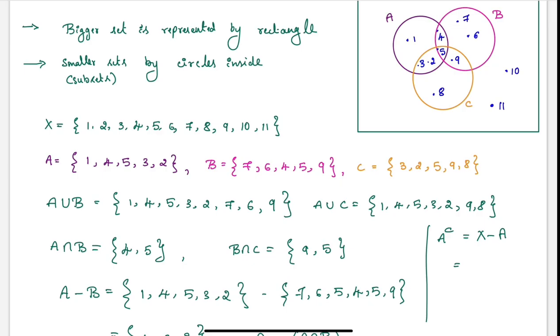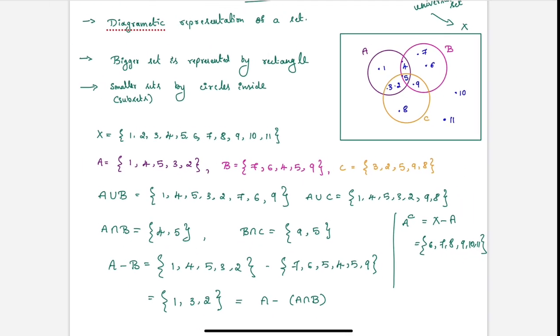So 1, 2, 3, 4, 5 is already included in A, so I can't write it here. Excluding that, it is 6, 7, 8, 9, 10, 11. This is the complement of set A. Similarly, try to calculate the complement of set B and set C as well.